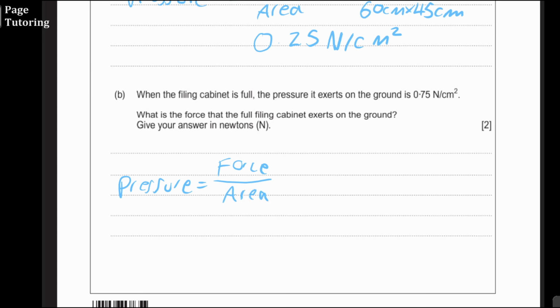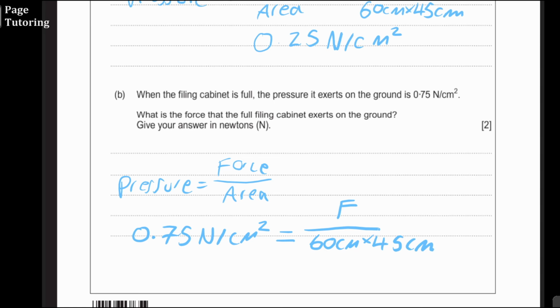So substituting in pressure, we've been given it this time, 0.75 newtons per centimeter squared. And that's equal to, we want to know what the force is, so I'm just going to leave that as F. It's an unknown variable, I don't know what it is yet. And that's over the area of the bottom of the cabinet. So 60 centimeters times 45 centimeters.